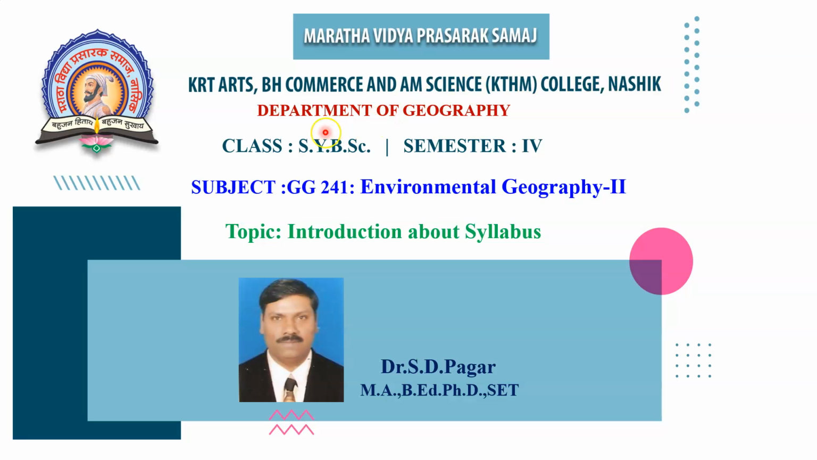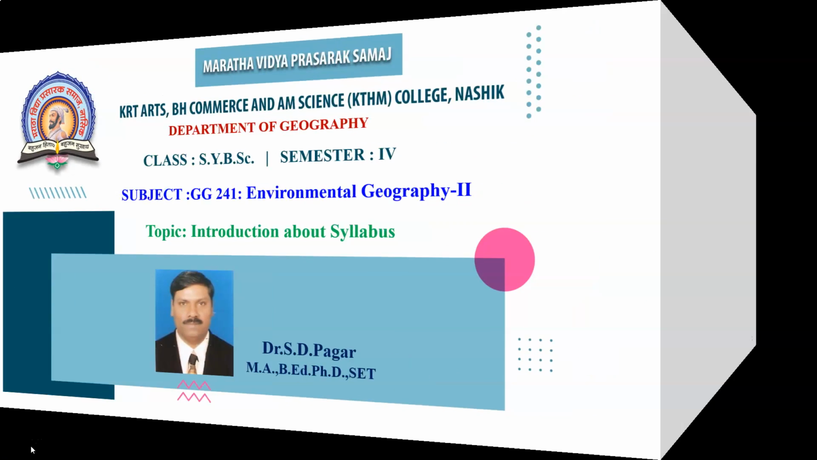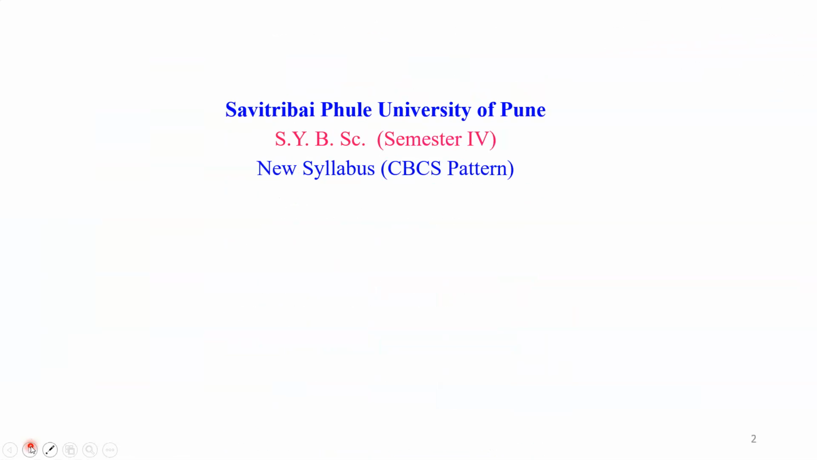Dear student, this is our SYBSC class, semester 4, and the code of our course is GG241, and the title of our course is Environmental Geography Part 2nd. Dear student, in this lecture, we are going to discuss the syllabus of our course.